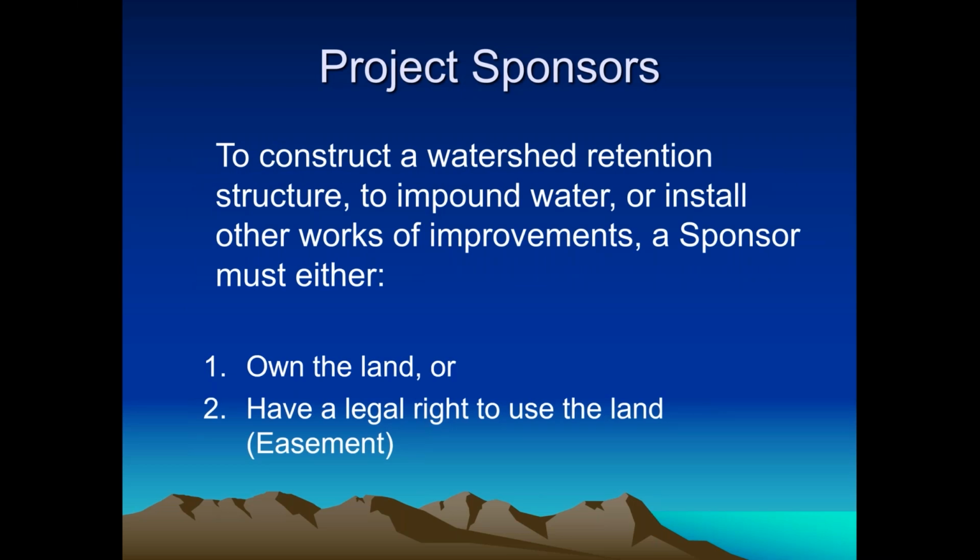So project sponsors. Project sponsors, at least here in Oklahoma, deal with water retention structures, the impoundments of water, installing other works of improvements. And they have done this really in two different ways. One is they have either owned the land, which is really more common if it is also used for city water, municipal use, those types of things, or they have been able to put in those retention structures through an easement, a legal right to use the land, but not owning the land.